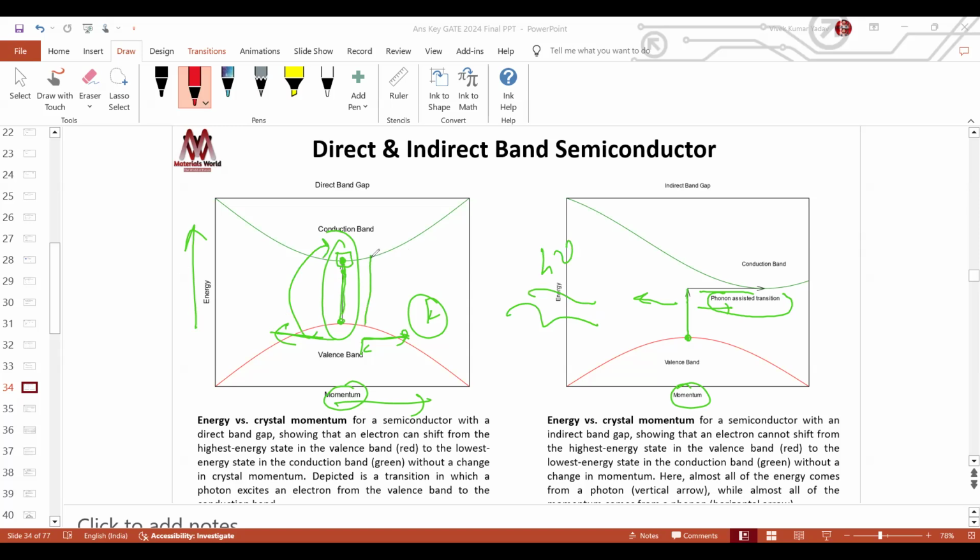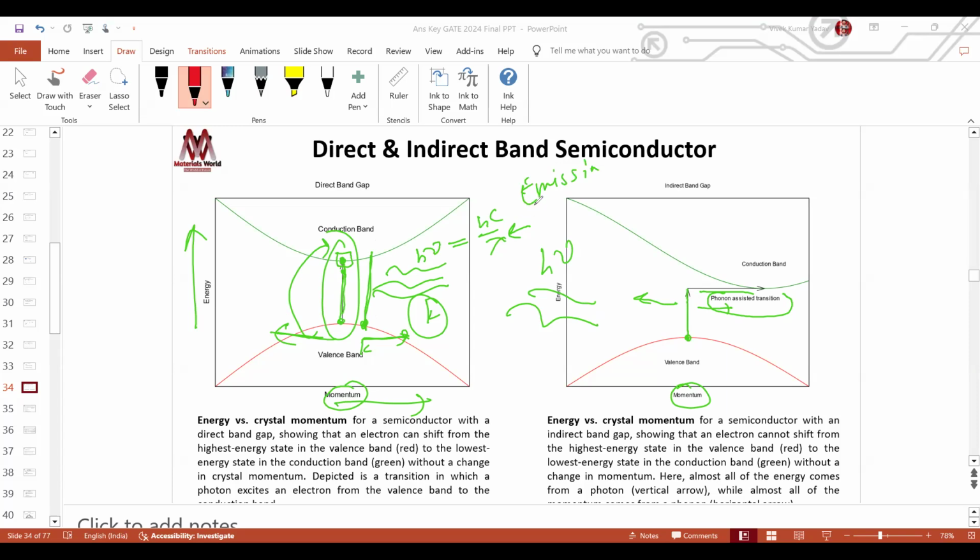What is happening is, the moment you apply the energy hν, if it goes directly to the conduction band and then comes directly back to the valence band, it will emit the energy as photons, and the photons will have hν energy. This hν is hc by lambda. If that lambda is in the visible range, you get an emission of light.